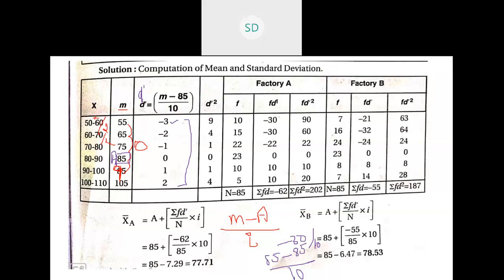Okay, did you all understand the first four columns that I taught here? How to find the deviations and deviation square. Can you please leave it in chat if you have any doubt?